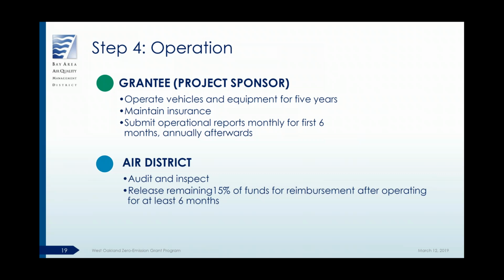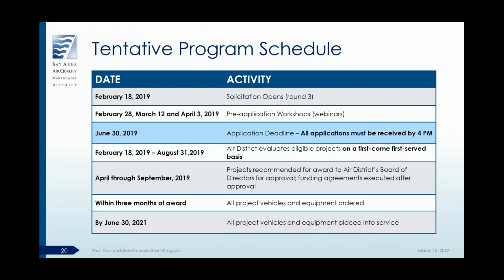This is an overview of the program schedule. Important dates to note are that the applications are due by 4 p.m. on June 30th, 2019. And please remember that applications are currently being accepted. Awards are scheduled to be made starting in early spring through September, or until all funding is exhausted. Again, all vehicles and equipment must be ordered within 3 months of the contract date, and all vehicles and equipment must be in service by June 30th, 2021.